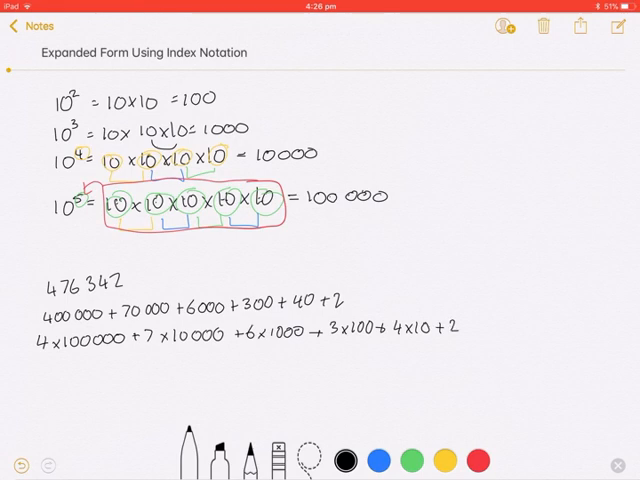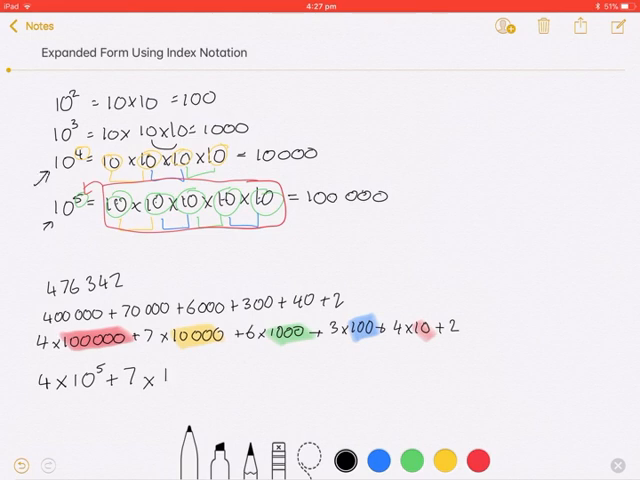Now, to write this in expanded notation, we've got to have a look at these numbers here. They're the ones that are going to be written with that index notation now. I'll just use this colour. All right. So I'm going to have 4 times, how would I write 100,000? Well, we wrote it up here. Yeah, 10 to the power of 5. So 4 times 10 to the power of 5 plus 7 times, where do we write the 10,000?